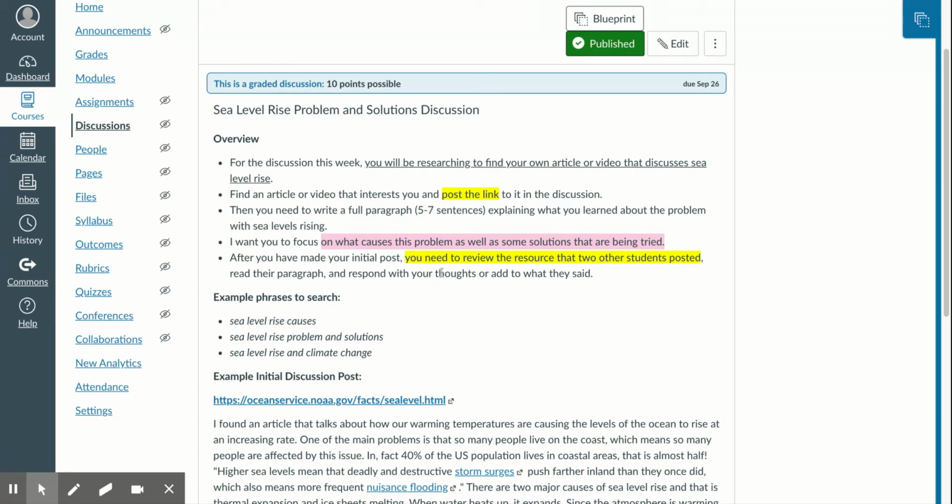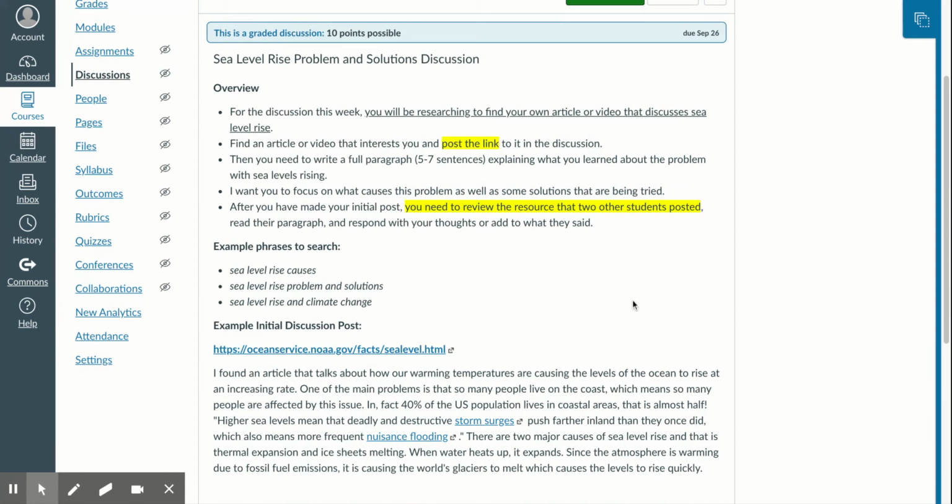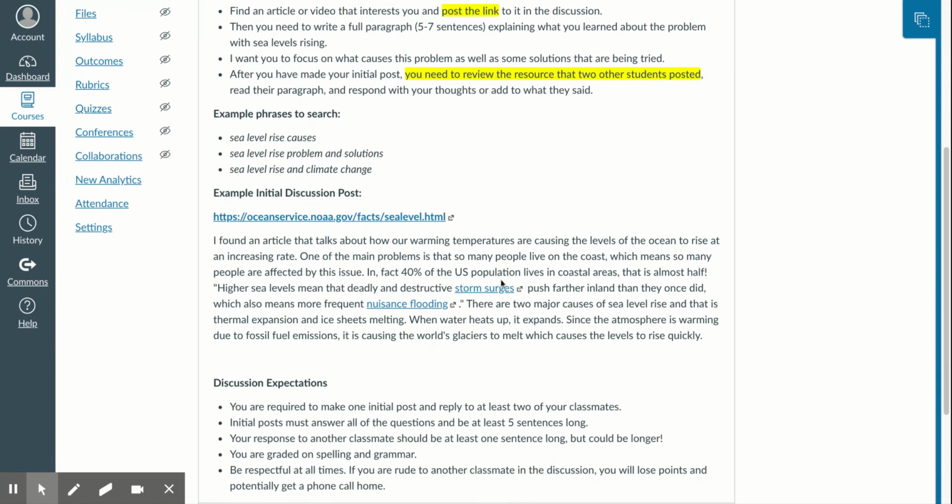Then you're going to respond to 2 other people's posts. So in your response, I want you to be specific. I don't want you to just say, cool, I liked your post, or anything like that. I want you to actually comment on what it is you learned from their post, or things you didn't know, or maybe adding information that they didn't mention.